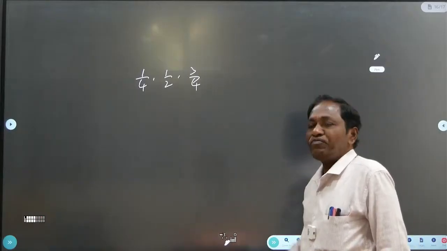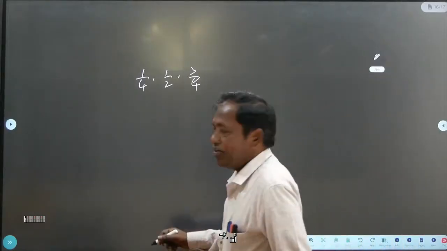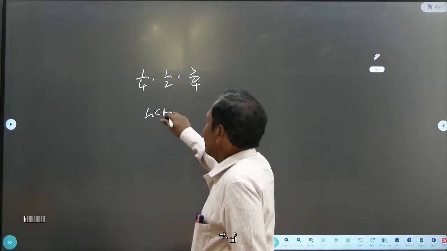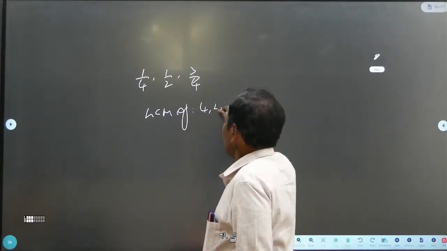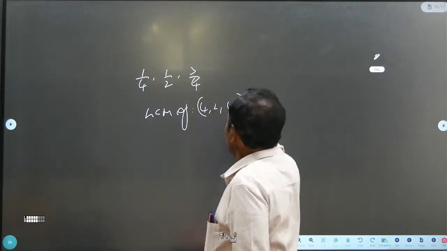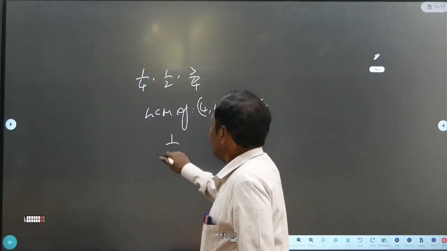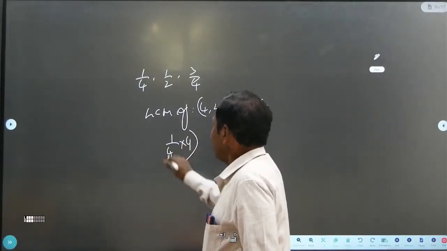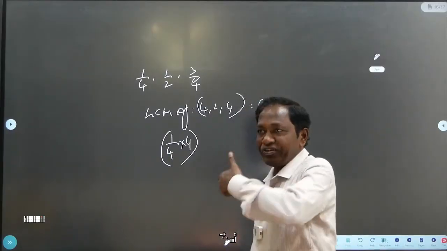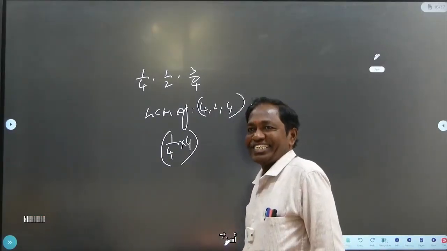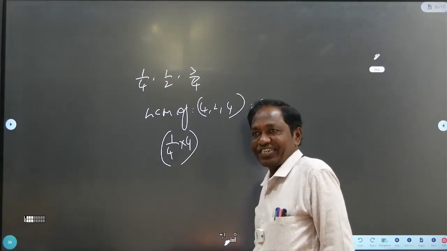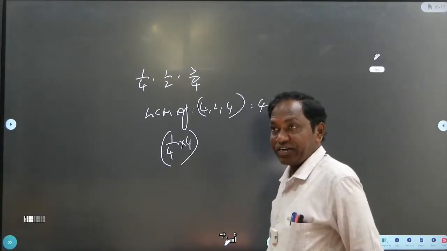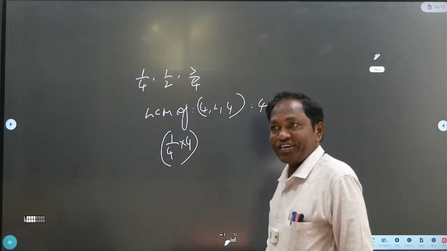What is the LCM of 4, 2 and 4? 4 is the LCM. 1 by 4 multiplied by the LCM. Because in time and work, this property is required. Efficiency of work is required. Again, time and distance is required. Even ratios also require it.